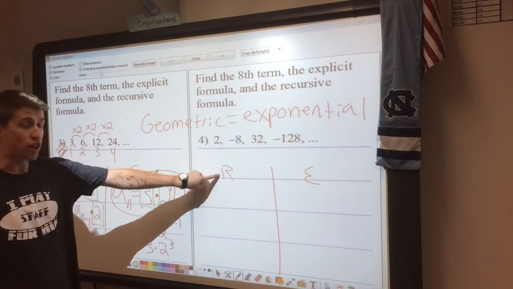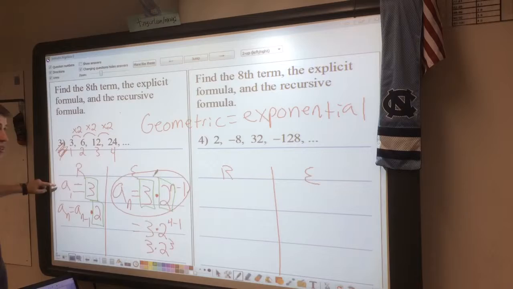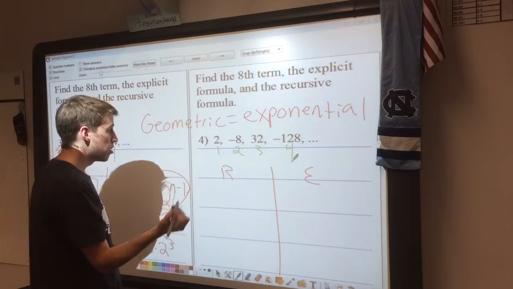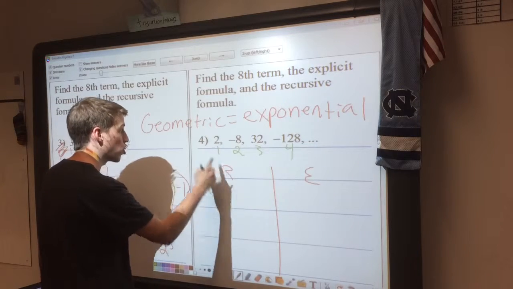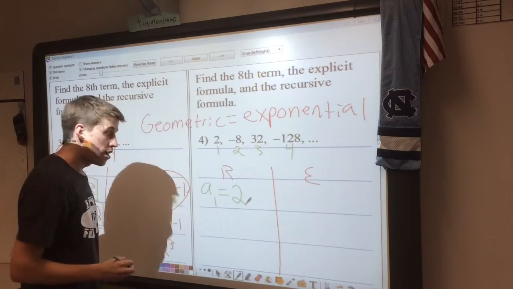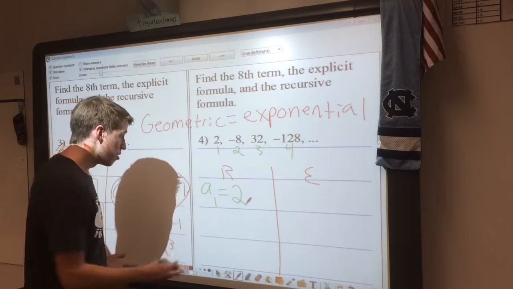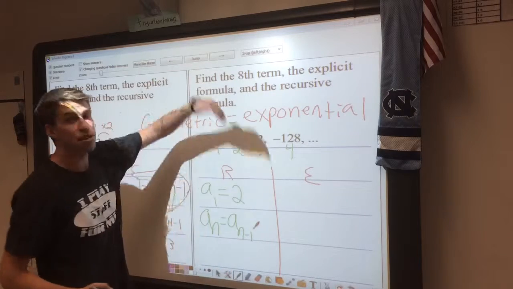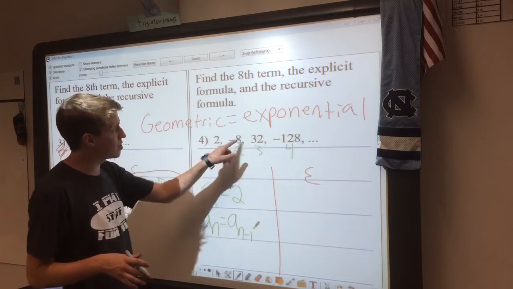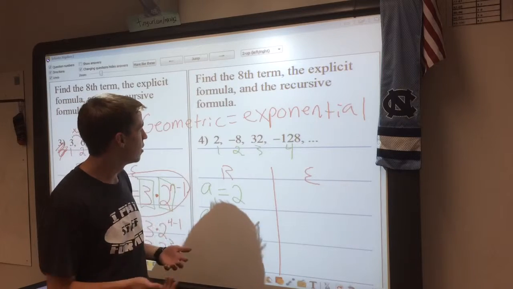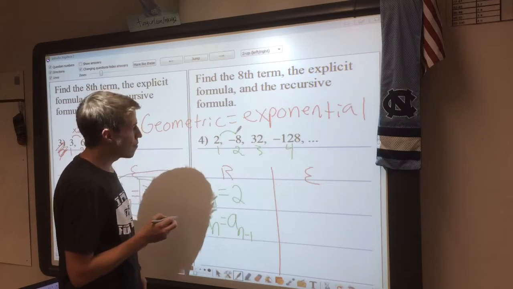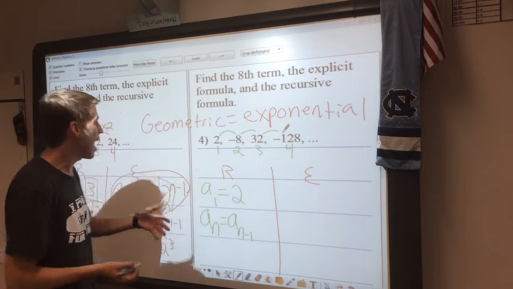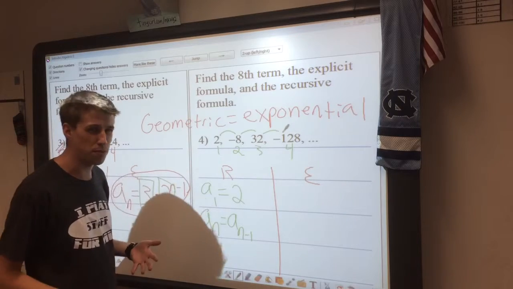Okay, recursive. We need that initial condition. It always helps me to number 1, 2, 3, 4. So my A1, my first term, looks like it's 2. And the recursive formula always wants to know, what did you do to the previous term to get to the next one? This one looks a little weird because we see these alternating negatives every other one. So I know that I'm not adding here, I'm not subtracting here, it's just looking a little crazy. So it has to be geometric. There must be a multiplier.